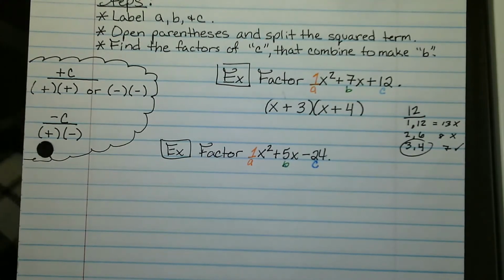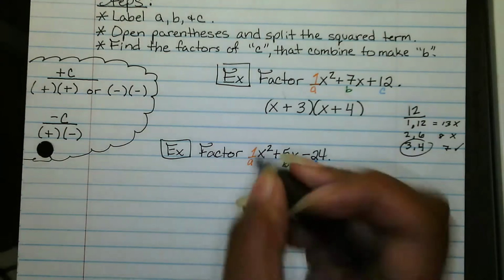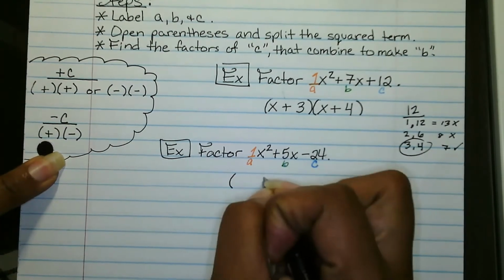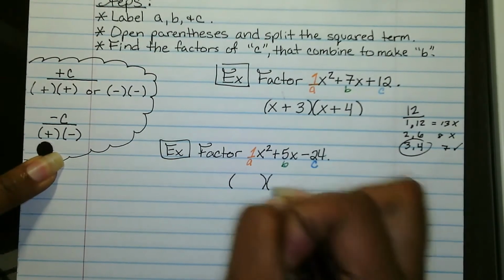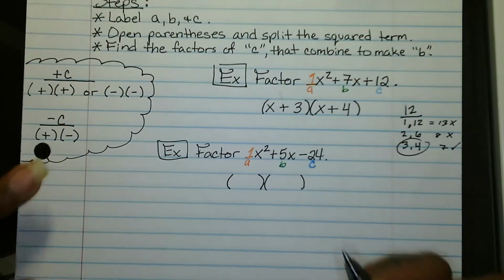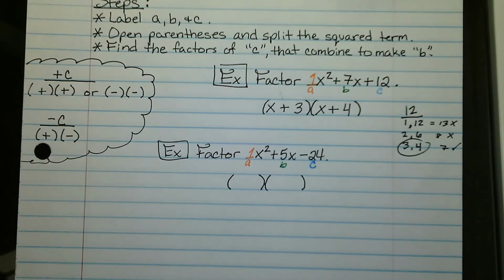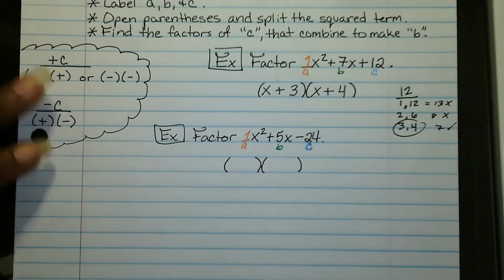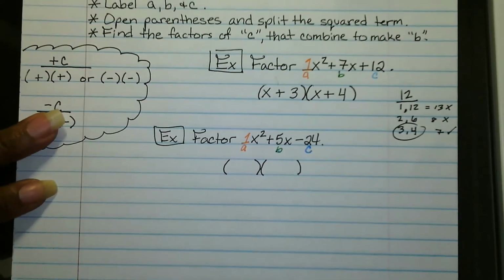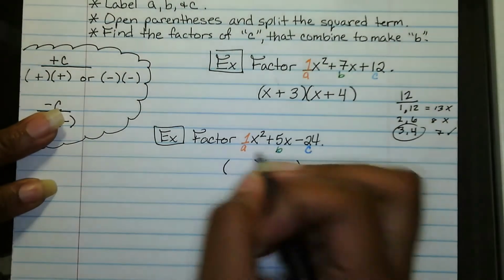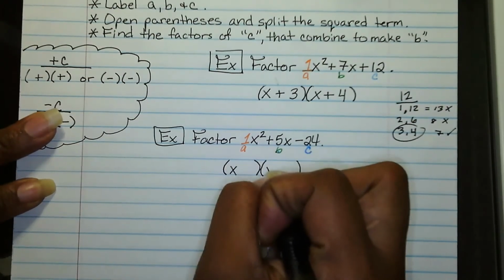Okay? So the next step says to open your parentheses. Again, we have to show that this is the product of two linear factors. Product is multiplication. And then we split the squared term. Squared term here is just 1x squared, so x times x.